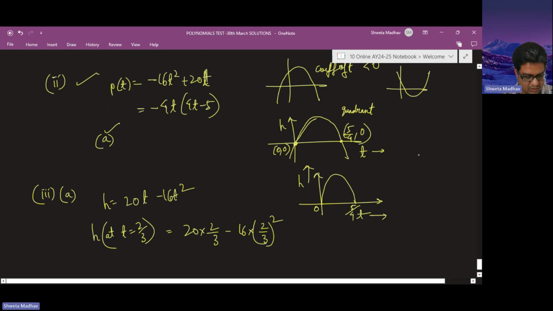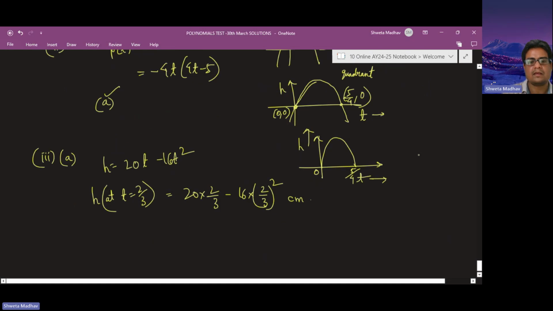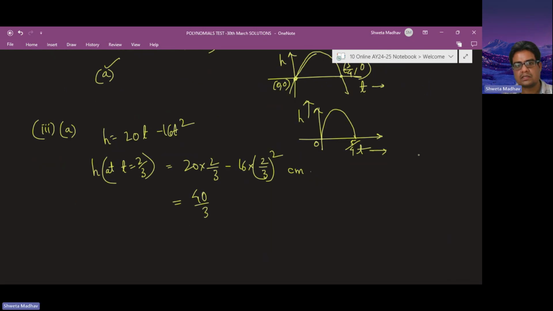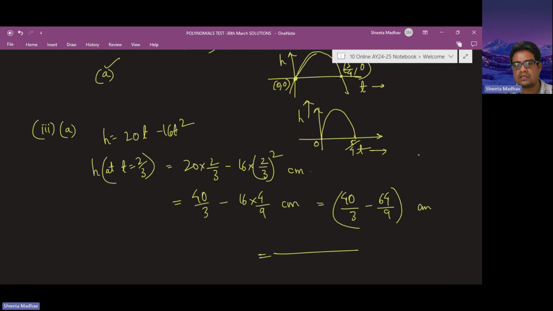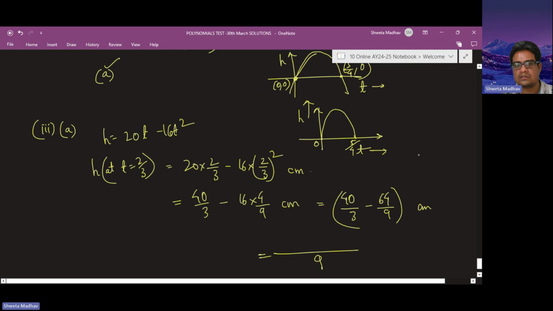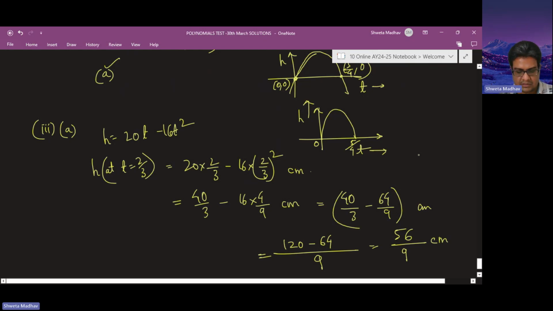Since the unit has not been told, and the speed has been given in centimeter per second, the height will come in centimeter only. So this will be 40 by 3 minus 16 into 4 by 9 centimeters, which is 40 by 3 minus 64 by 9 in centimeters. If we take the LCM, which is 9, 3 3s are 9, 3 4s are 12, so 120 minus 64, which is 56 by 9 centimeter.